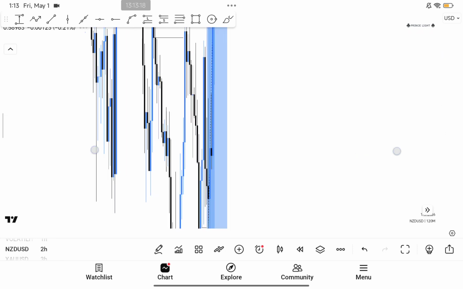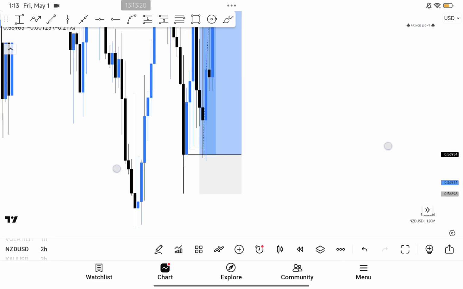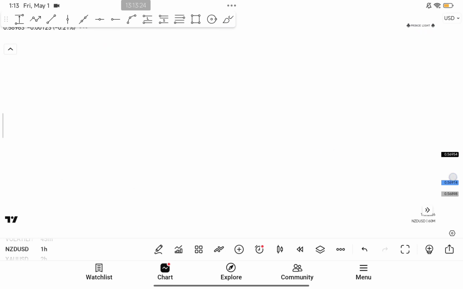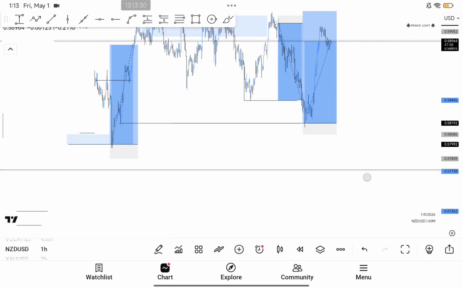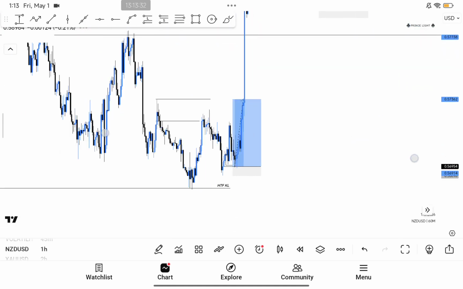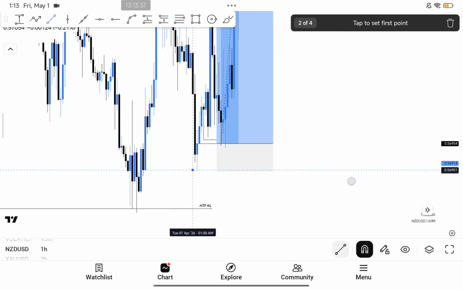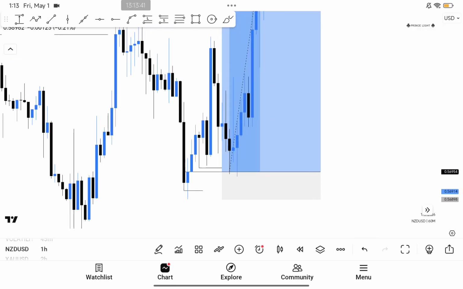So we have our rejection. Okay, let me use the 1 hour to make it more clear. Okay, much better. We have our rejection, our sweep. We also have another break on the 1 hour. You can see inducement protecting this particular key level and entry.